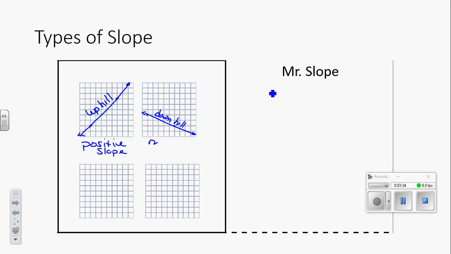And label that negative slope. Negative slopes go downhill as we read from left to right. Okay, writing these down. Our third box, we want to have a horizontal line. So draw a horizontal line like the horizon for our third box.